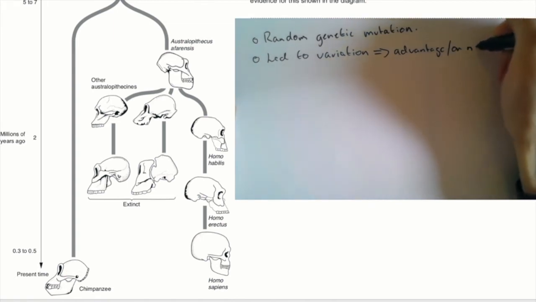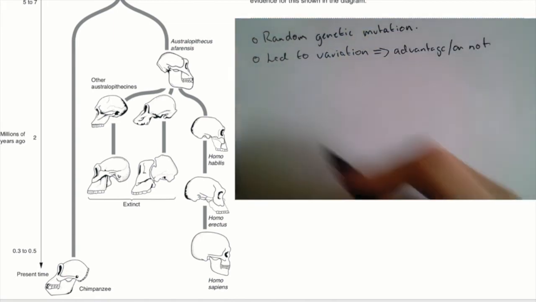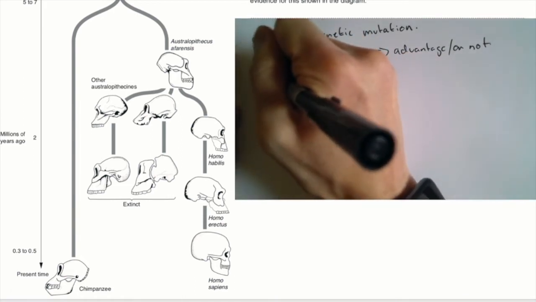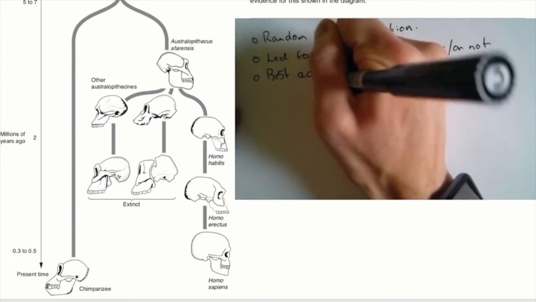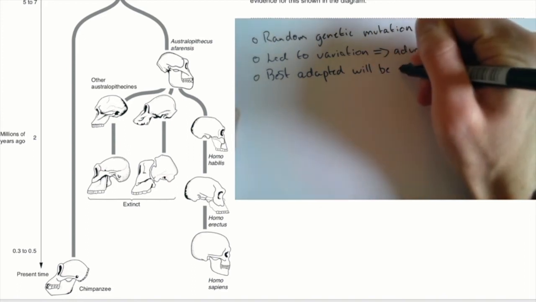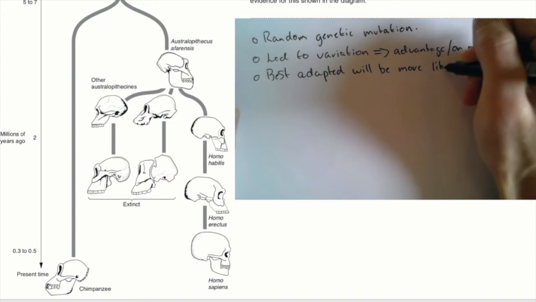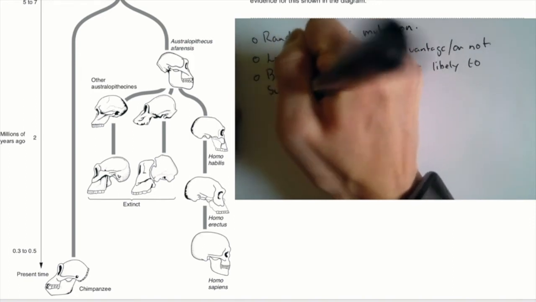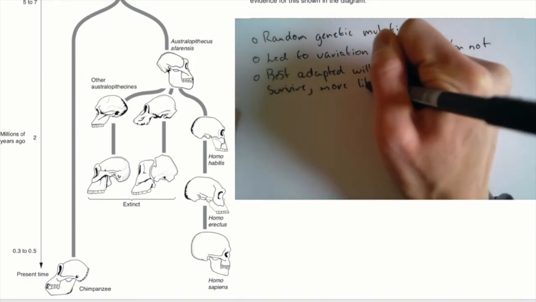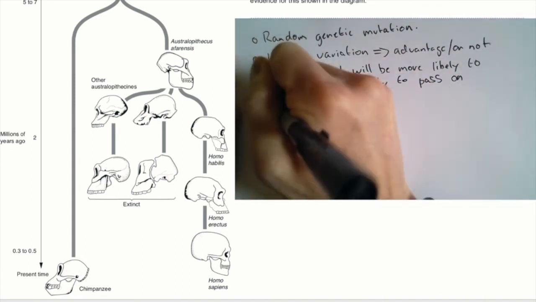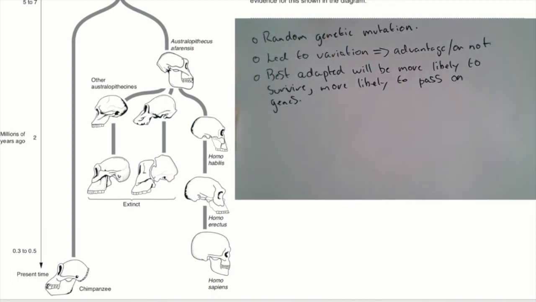We don't really need to talk about that at this point, but sometimes it's worth mentioning, showing that you understand that there are two different types. The best adapted, those best variations, will be more likely to survive. Okay, and if they're more likely to survive, they are more likely to pass on genes because they're more likely to breed, and so they're more likely to have more offspring.